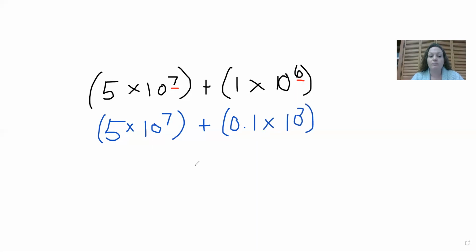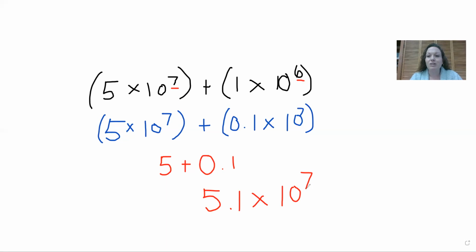Okay, adding with exponents means that they have to match. So let me do an addition sentence here. First we're going to add those numbers, 5 plus 0.1, and we're going to get 5 and 1/10, and then we just put times 10 to the 7th. Sorry about my handwriting. So we have 5 and 1/10 times 10 to the 7th. You just have to make sure that these exponents match, and then you just add these numbers.